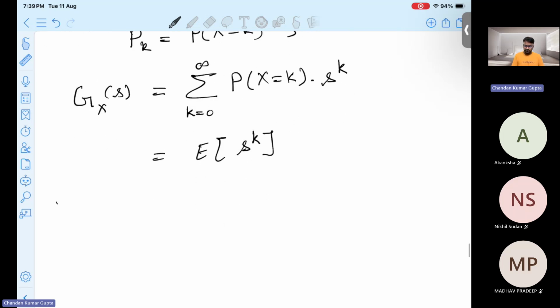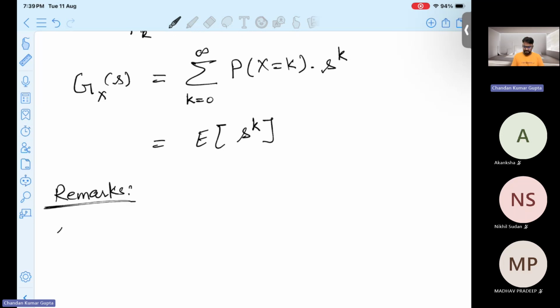We have some remarks. The generating function value at s equal to 1 comes out to be 1.